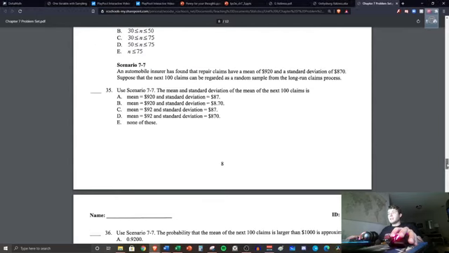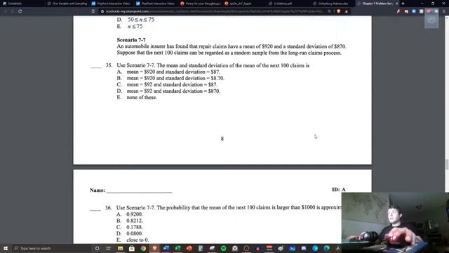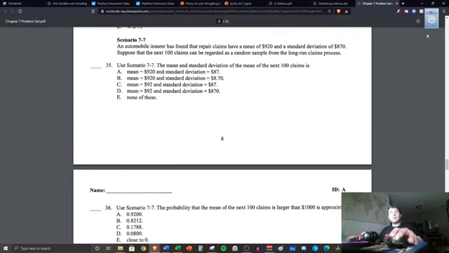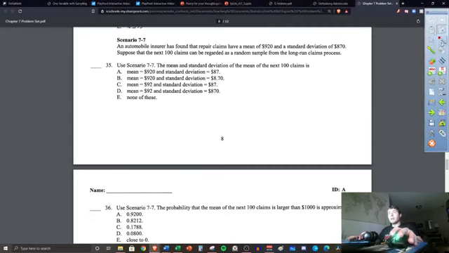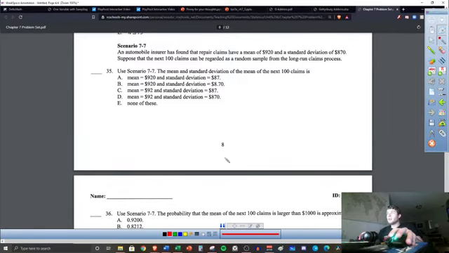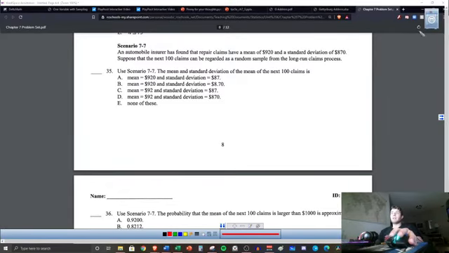So let's go ahead and answer these. I'm going to write on this. It says, an automobile insurer has found that repair claims have a mean of $920 and a standard deviation of 870. Suppose the next 100 claims can be regarded as a random sample from the long run process. So this means this is N right here.